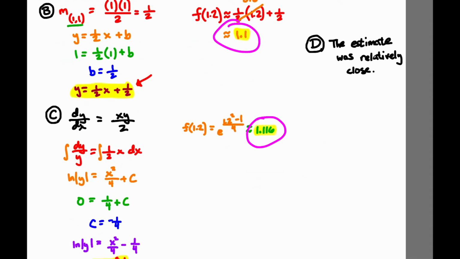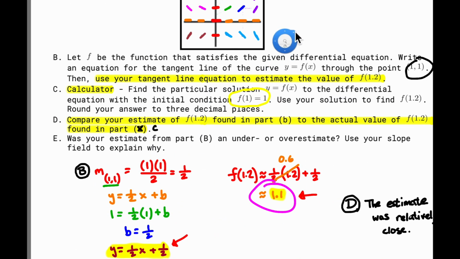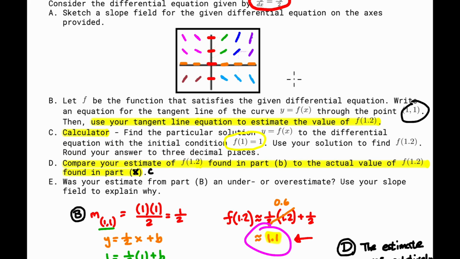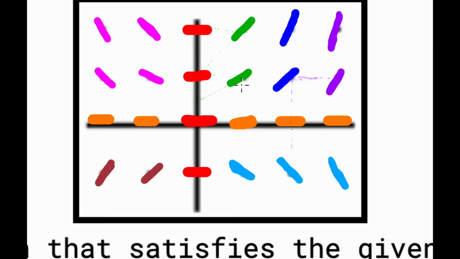All right, so for part E, you should be able to see that what you got in part B, the approximation, was a little bit less than the actual. So you would say that it was an underestimate. And then it says, use your slope field to explain why. So if we go back to the slope field right here, this should help us explain why it's an over or underestimate. So let's see here. What I'm basically going to be doing here is sketching what's going through this point 1, comma 1. So if you made a slope field based on this, it looks something like this, I guess.